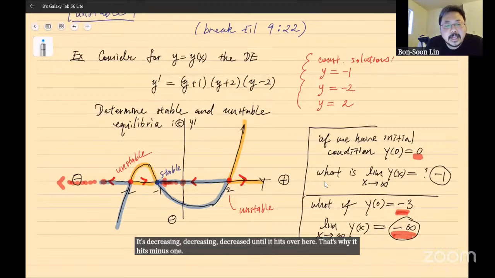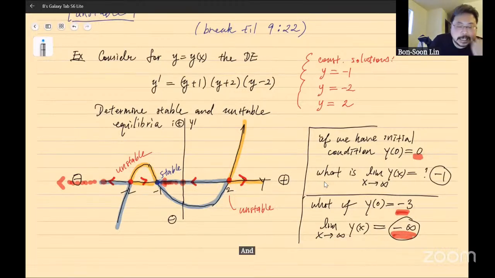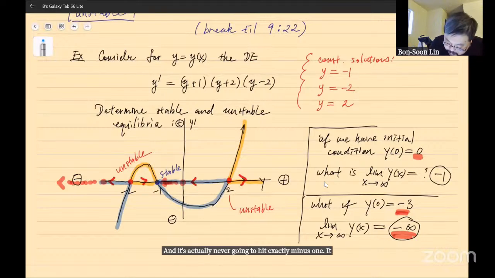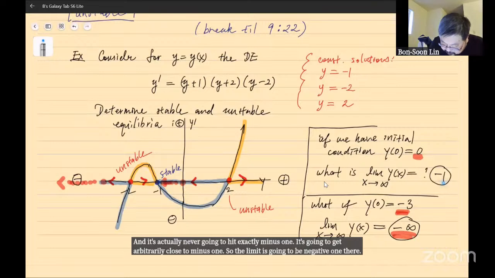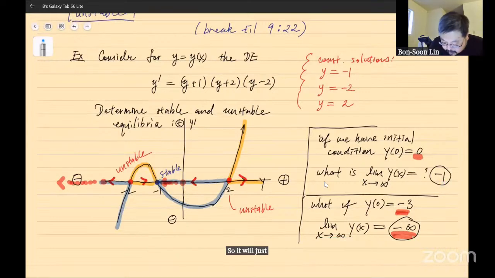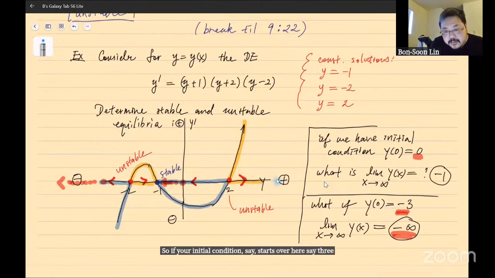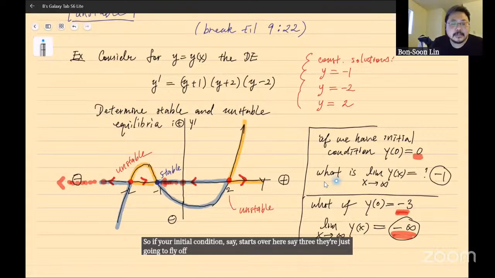Okay. And it's actually never going to hit exactly -1. It's going to get arbitrarily close to -1. So the limit is going to be -1 there. So it will just follow this phase line and flow accordingly. So if your initial condition, say, starts over here, say 3, it's just going to fly off in this direction.